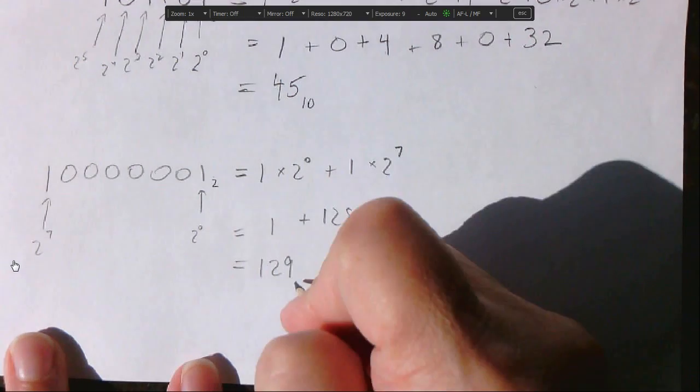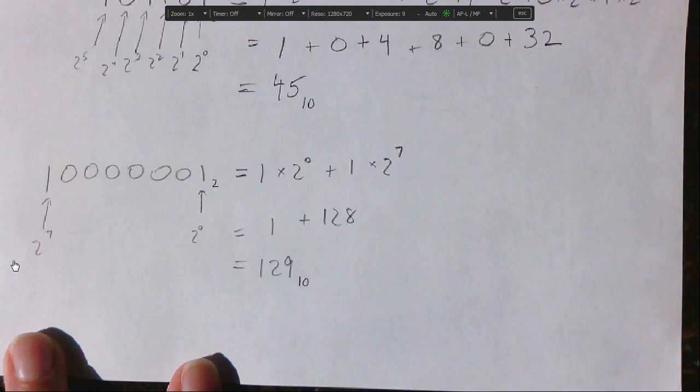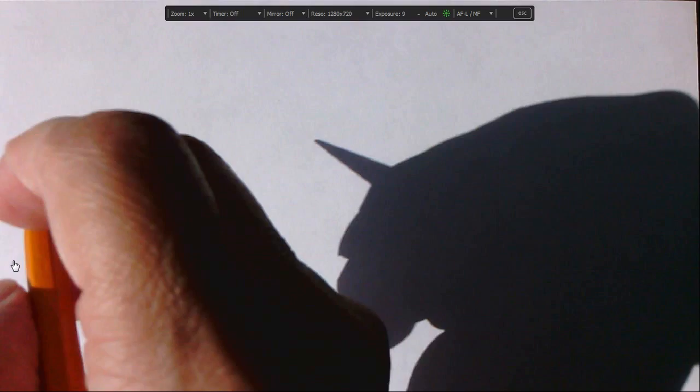Okay, so this was base 2. We should have written that before. This is base 10. Okay, so now we'll do some examples of going the other way. So now we're going to go decimal to binary.